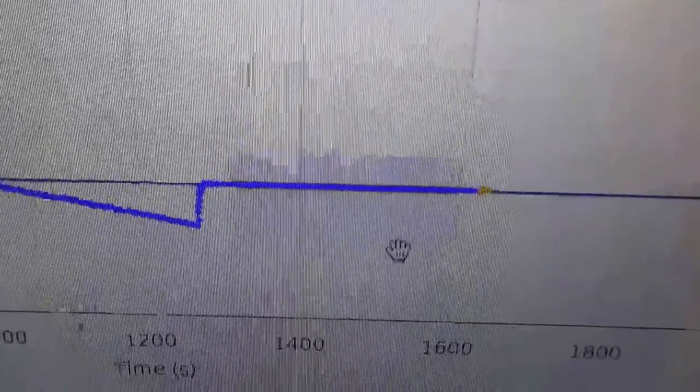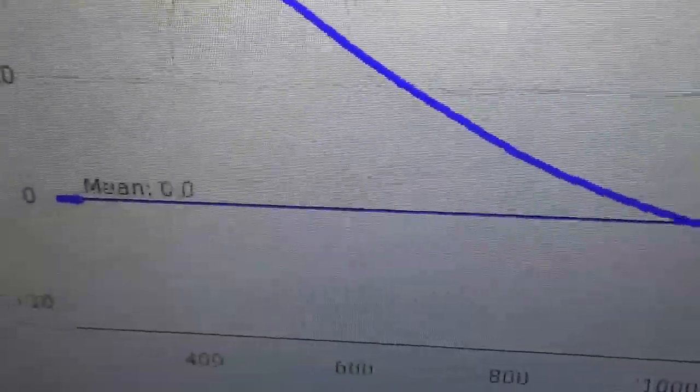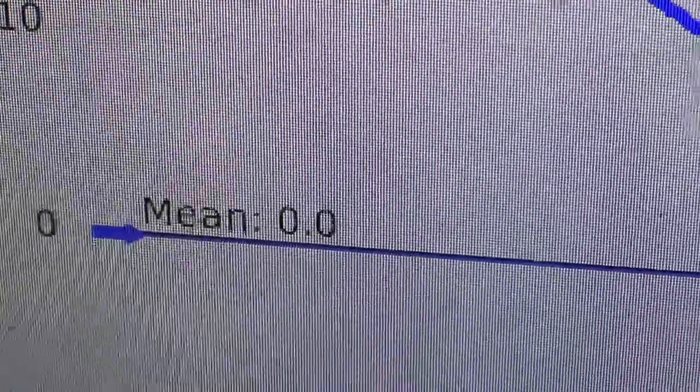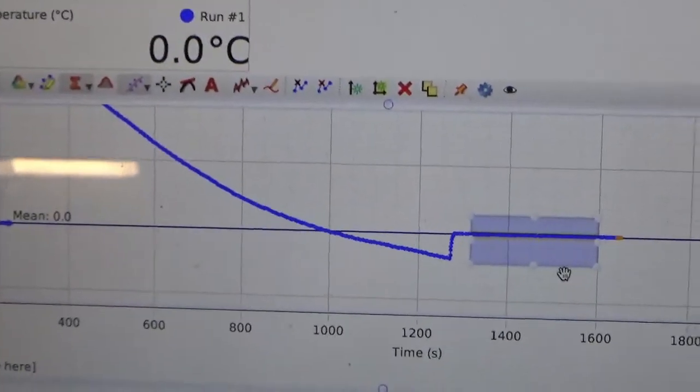Okay, so what I did was make a little box here, which has selected those points, and over on the left, it's telling you what the average temperature is, the mean, and indeed it was 0.0, which is telling us that our thermometer is indeed nicely calibrated.